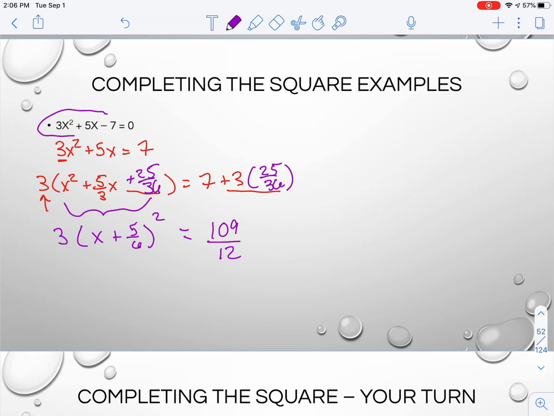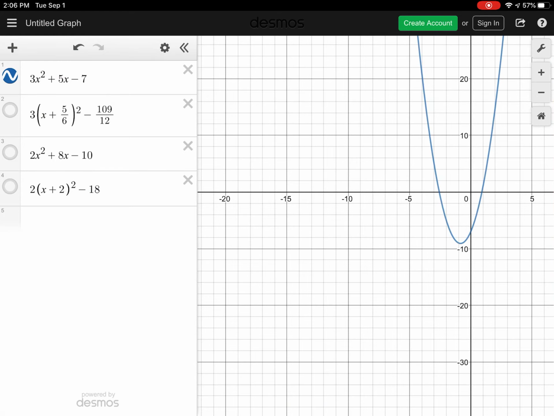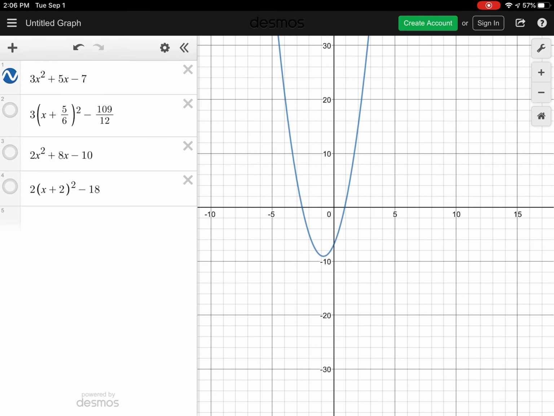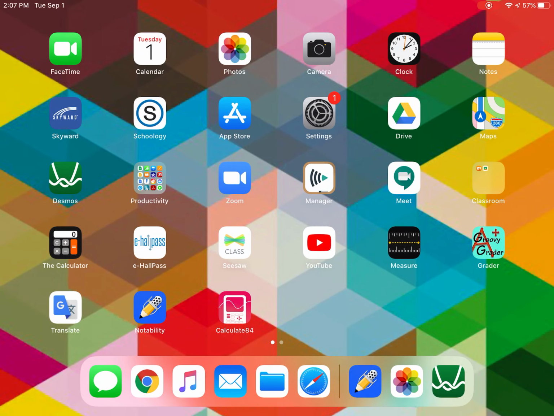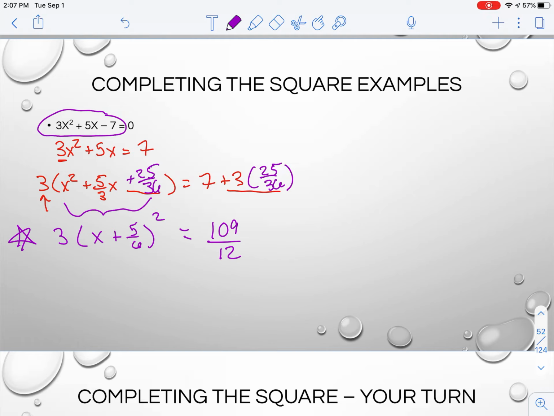Okay. So if I want to make sure I'm right, because I'm dealing with a lot of messy fractions, I can type in my original, and then I'm going to type in this line here, but I'm going to subtract the 109/12. So let's see here. There's my first one, the original. Here it is in graphing vertex form, which goes right over top of it, which is a good feeling. So I know it's equivalent. All right, so since I know it's equivalent, I can proceed in solving.